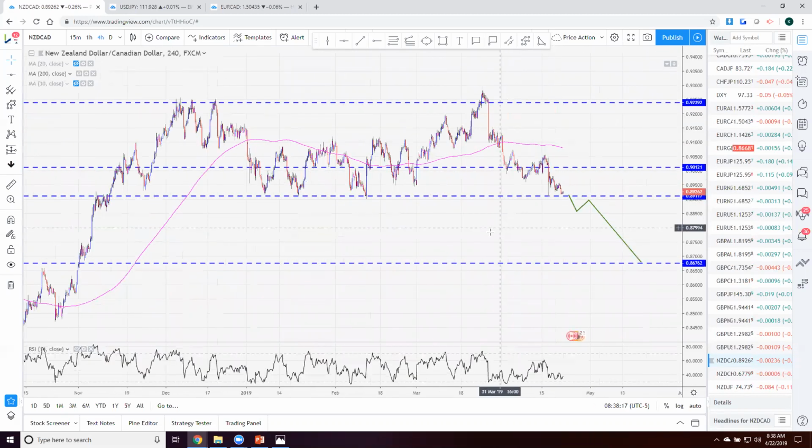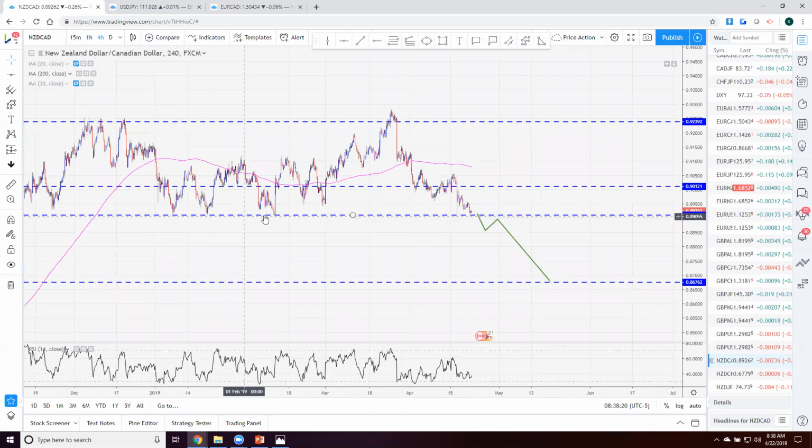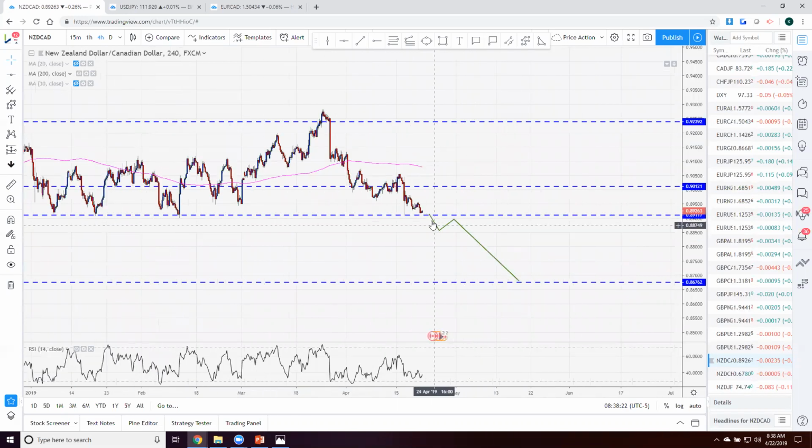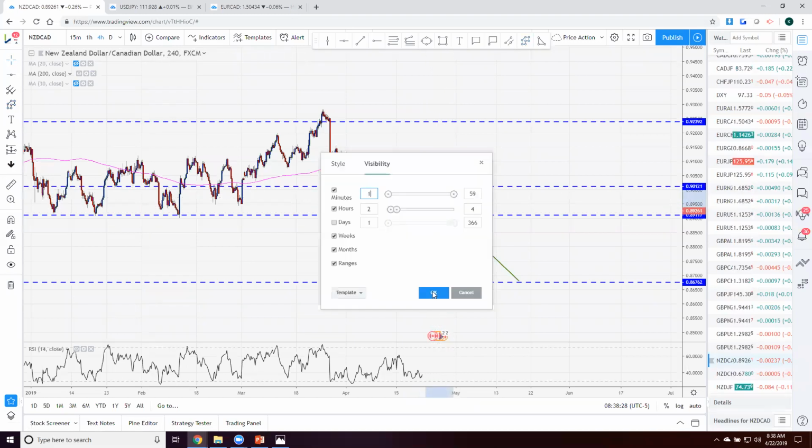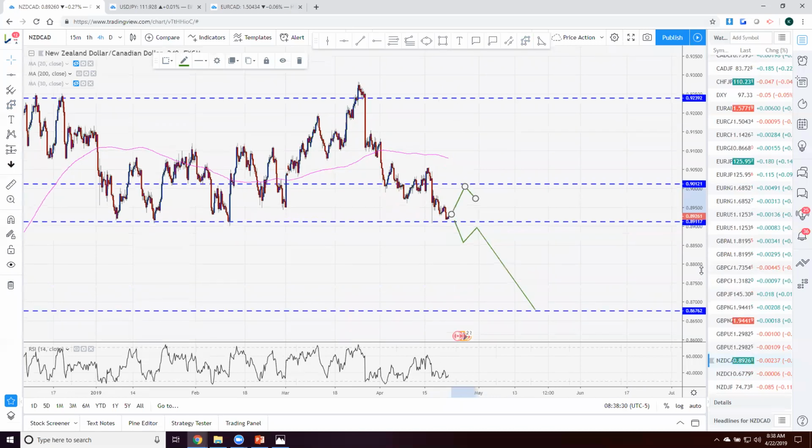Here you can see we're hitting a good 4-hour support zone. So if we don't ultimately break below it, then obviously you'll be watching for a bounce, and then work from there.